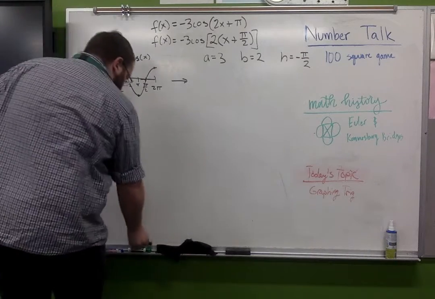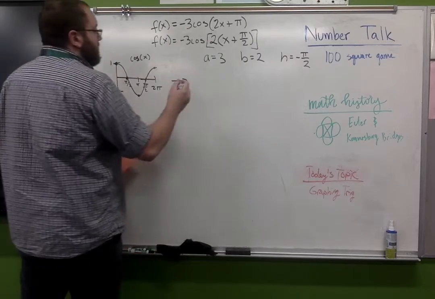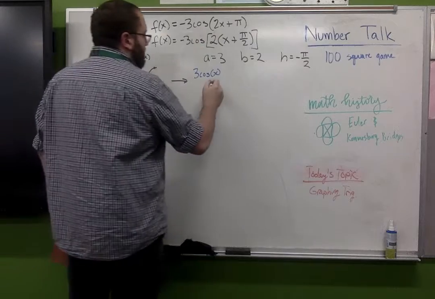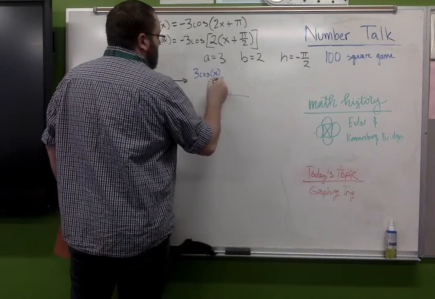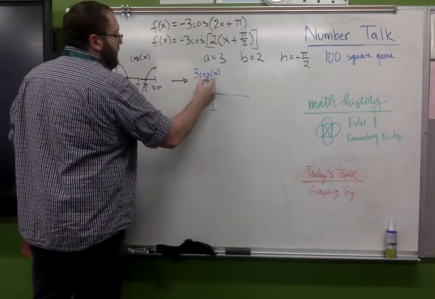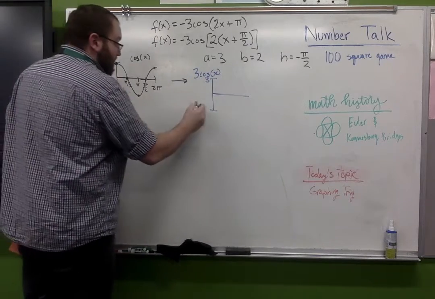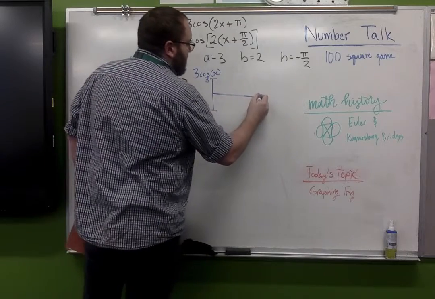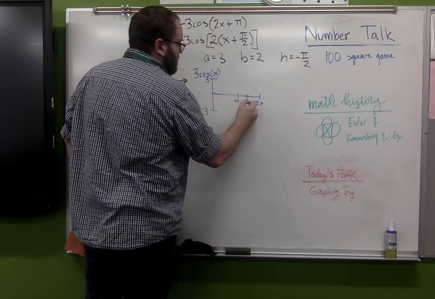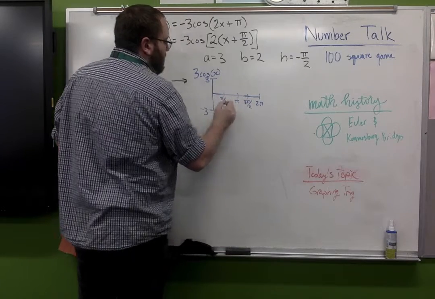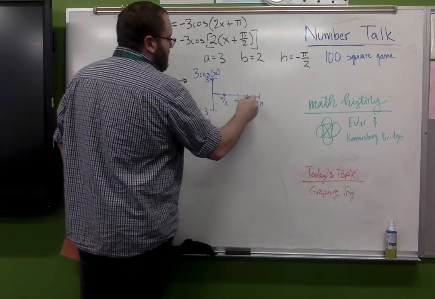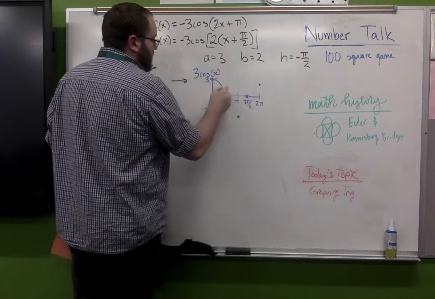Okay, now let's do the amplitude. So we're going to do 3 cosine of x, not with the negative, just the 3. So our amplitude, right, multiply everything by 3, our y values, so 1 becomes 3, -1 becomes -3. The period did not change, just the amplitude. So we're still at 3 now, 0, -3, 0, 3.